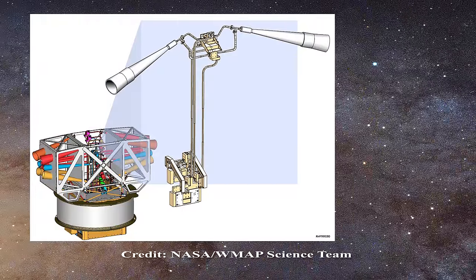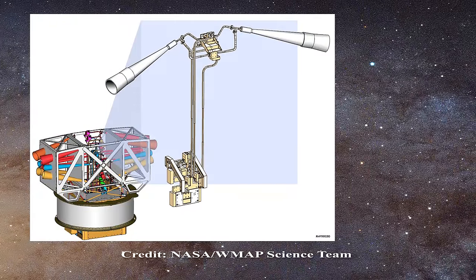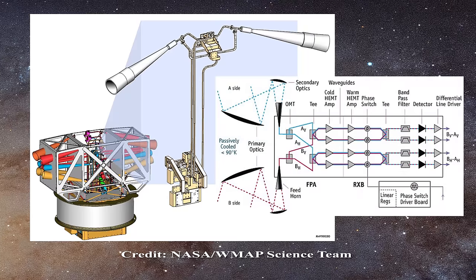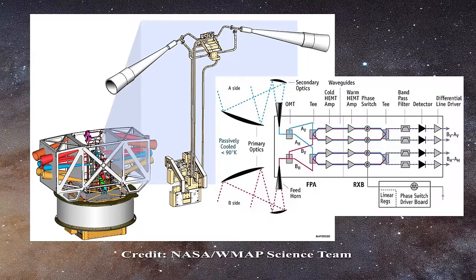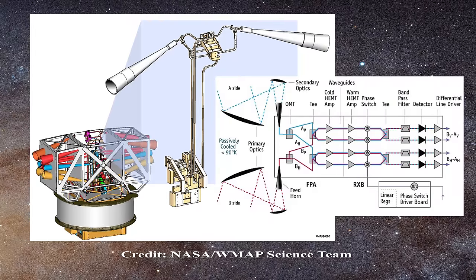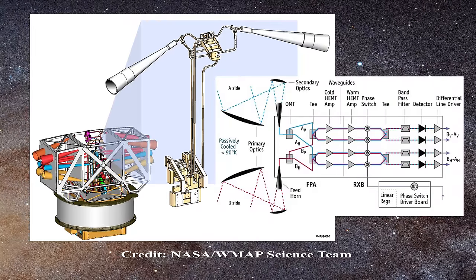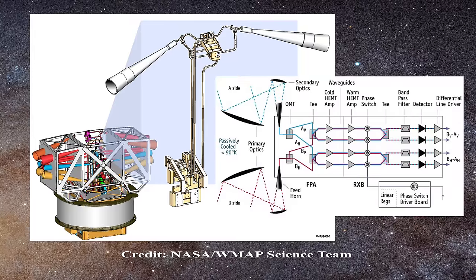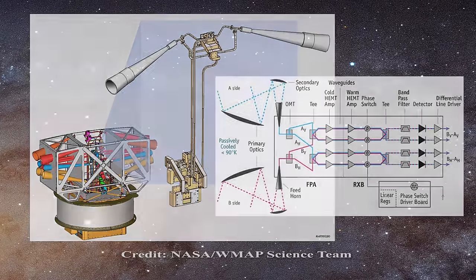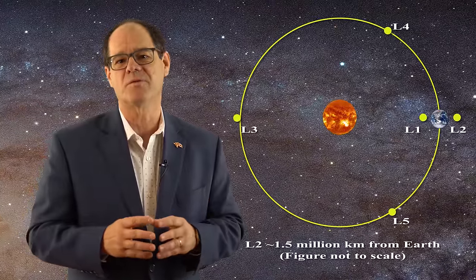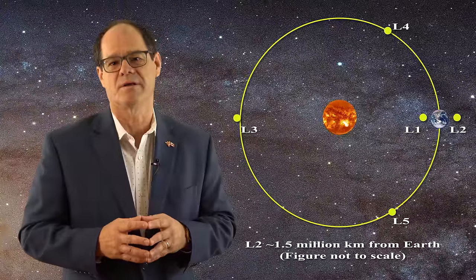WMAP was equipped with differential pseudocorrelation radiometers, which function by constantly taking the difference between two regions of the sky. A depiction of the WMAP radiometers is displayed here. The design of these radiometers was impressive, and each arm had to faithfully duplicate both gain and phase changes. WMAP was launched in June 2001 and remained in operation until 2010. As previously mentioned, the instrument was placed at the second Lagrangian point.